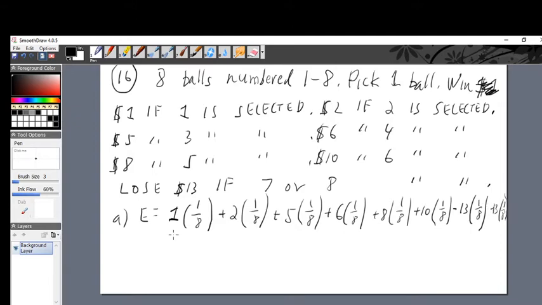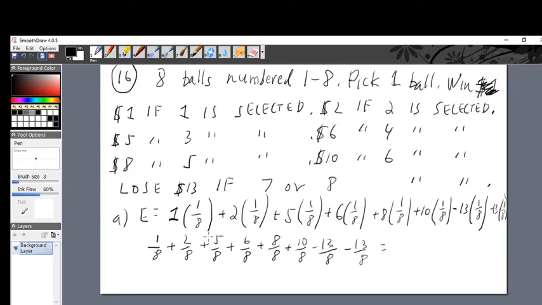Now let's tally all this up. Keep the eighths. Don't reduce anything right now. It just makes your life harder. Let them all be talking in eighths. So this is equal to 1 times 1/8 is 1/8. 2 times 1/8 is 2/8. 5 times 1/8 is 5/8. 6 times 1/8 is 6/8. 8 times 1/8, just write it in eighths, 8 over 8. 10 times 1/8 is 10/8. Minus 13 times 1/8 is minus 13/8, and minus 13 times 1/8 is minus 13/8.